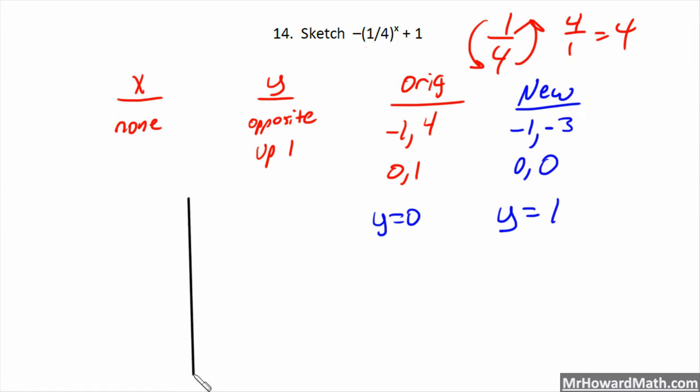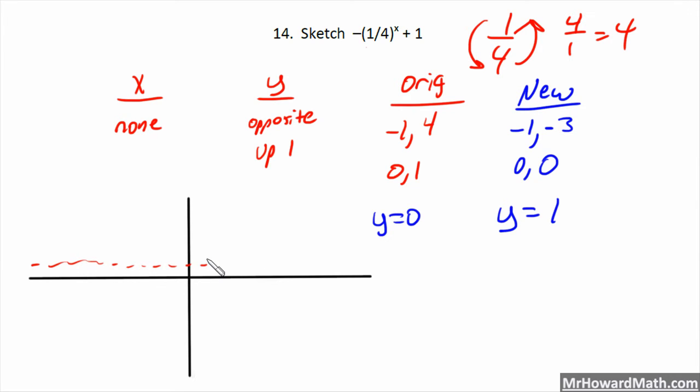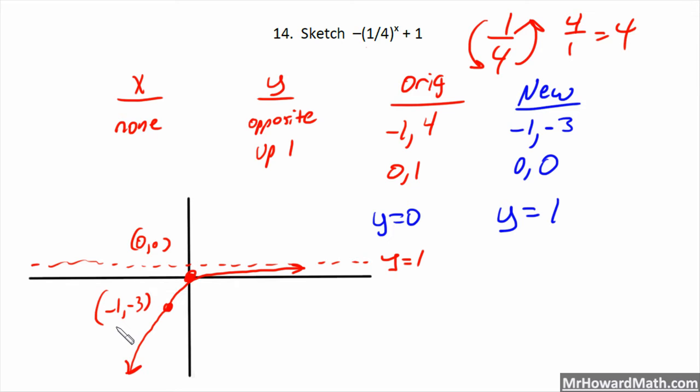So let's get a coordinate plane going here and sketch this thing. So y equals 1, horizontal asymptote coming across here like this, y equals 1, and 0, 0, -1, -3, so that forces the shape to look like this. It's the only way it can approach that asymptote and go through those points. So we had 0, 0, and we had -1 and -3 right there. Alright, so that's it for this one.